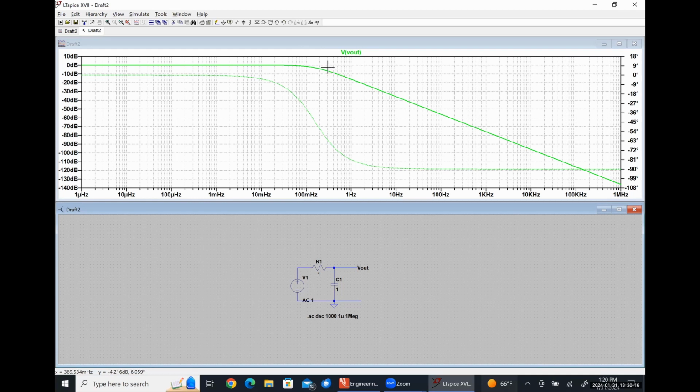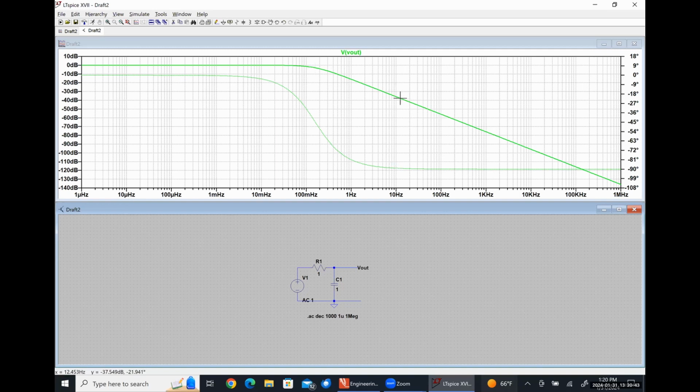So here we can see that up until somewhere in the ballpark of 100 millihertz, practically everything is getting passed. And then somewhere in the ballpark of 100 millihertz, it starts to roll off. And it rolls off at a slope of negative 20 decibels per decade, right?